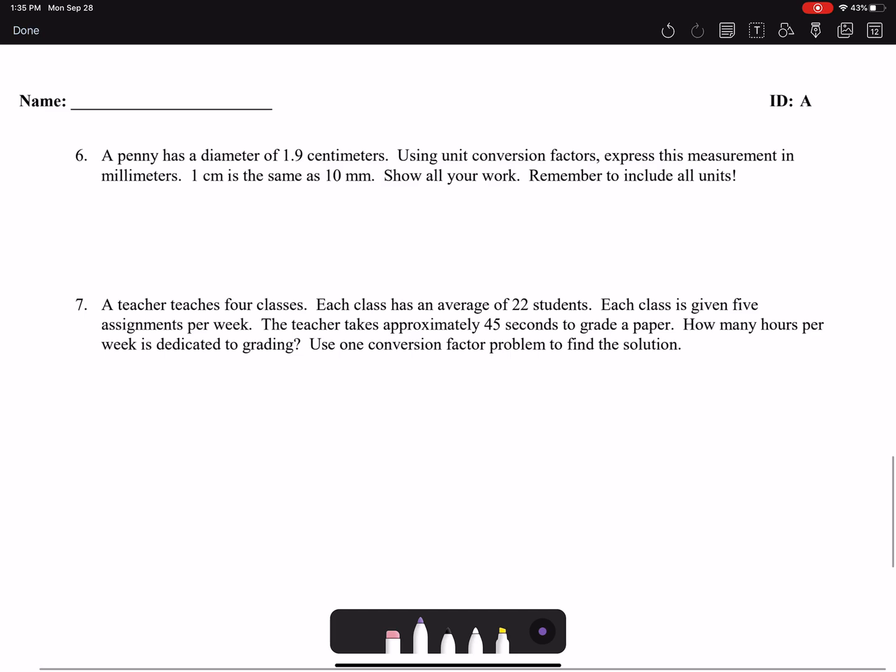So a penny has a diameter of 1.9 centimeters. Using unit conversion factors, express this measurement in millimeters. 1 centimeter is the same as 10 millimeters. Show all your work.